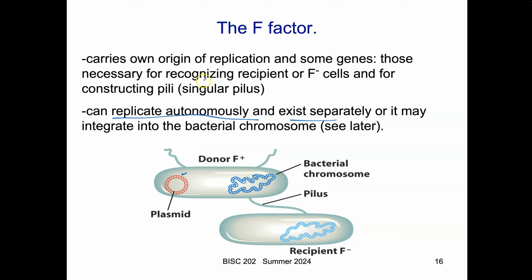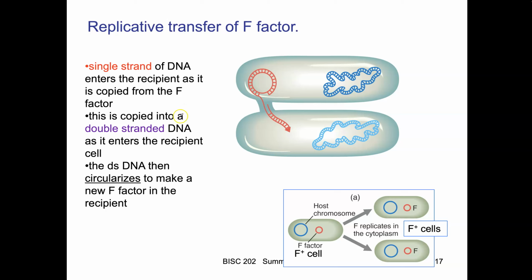So it has some genes on it. The genes recognize a recipient cell. They form the little tube that the DNA is transferred through, and they also have the mechanism for that DNA transfer to take place. The recipient cells do not have the F factor, but they do receive it in the process.